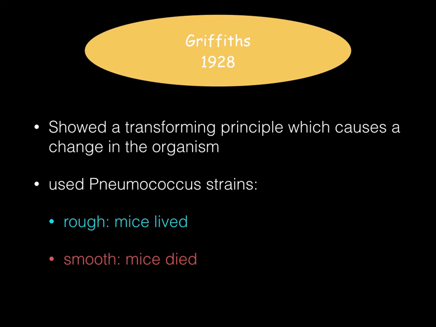So Griffith did one of the first experiments suggesting that bacteria are capable of transferring genetic information through a process called transformation. So he showed a transforming principle which causes a change in the organism. He used pneumococcus strains, and there was a rough strain and a smooth strain. He found that when he injected the rough strain into mice, they lived, and when he injected the smooth strain into mice, they died.